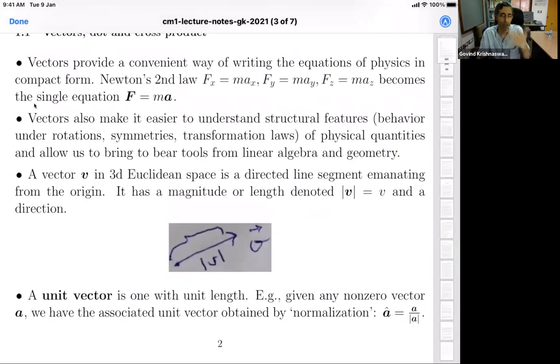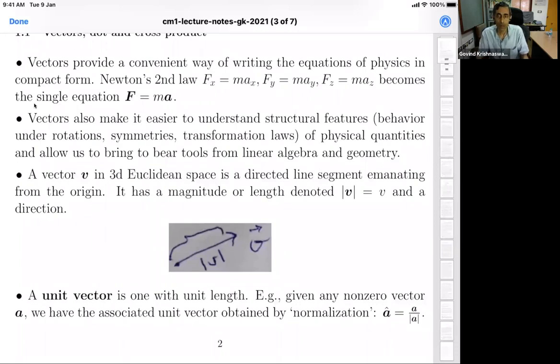Three-dimensional Euclidean space. This is named after Euclid. Now, a vector in three-dimensional Euclidean space is a directed line segment like the one drawn in this picture. A directed line segment. So it's a line segment. It starts at an origin. Here's my origin, and it's a line, and it ends somewhere, and it has a direction as well, which is indicated by this arrow.